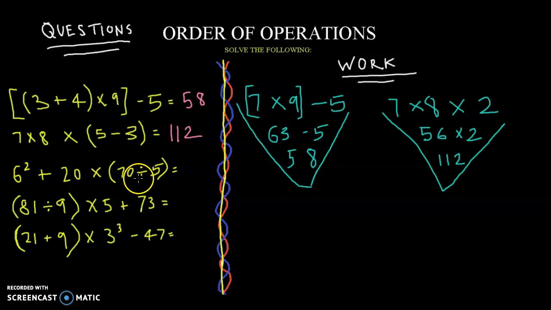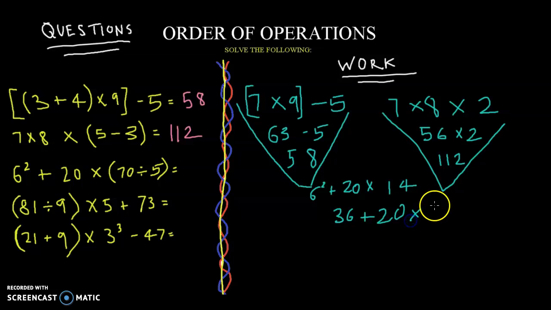So we start off with our parentheses. Keep that in mind. What is it? 70 divided by 5 is 14, right? 14. And times that 20 and plus 6 and our exponents. Now we do our exponents because in PEMDAS E comes next. So we'll turn that into 36 plus 20 times 14.